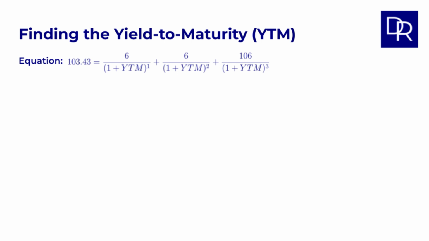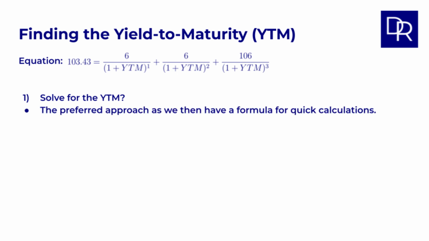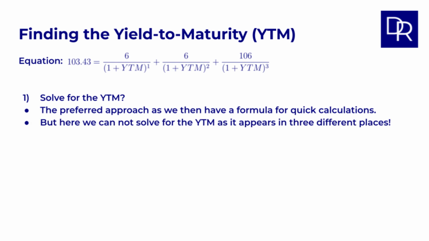Now, how can we find the yield to maturity? The first thing we want to try is to solve for the yield to maturity. Solving for what we want to know is always the preferred approach, as we then have a formula which we can use for quick calculations. Here, unfortunately, we cannot solve for the YTM, as it appears in 3 different places. So what could we do instead?